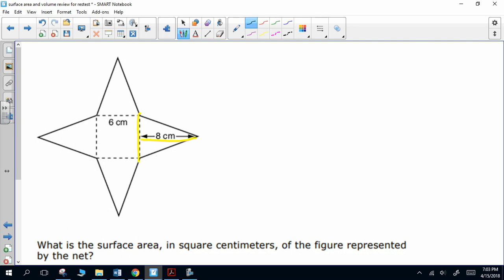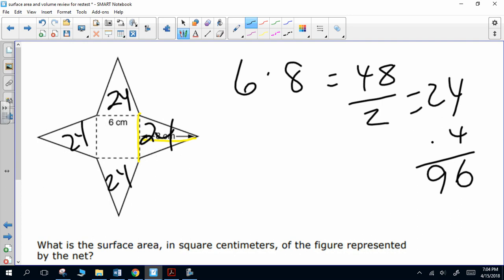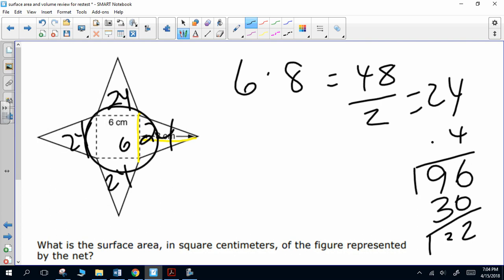So these faces are triangular. So I'm going to multiply 6 times 8, which is 48. But then I have to divide it by 2 because it's a triangle, so that's 24. But then this one's 24, this one's 24, this one's 24, this one's 24. So I'm going to multiply that by 4, which is 96. And then I have to remember to add in this area here, which is a 6 by 6 square, so that's 36. So if I add that up, I get 132 square centimeters.